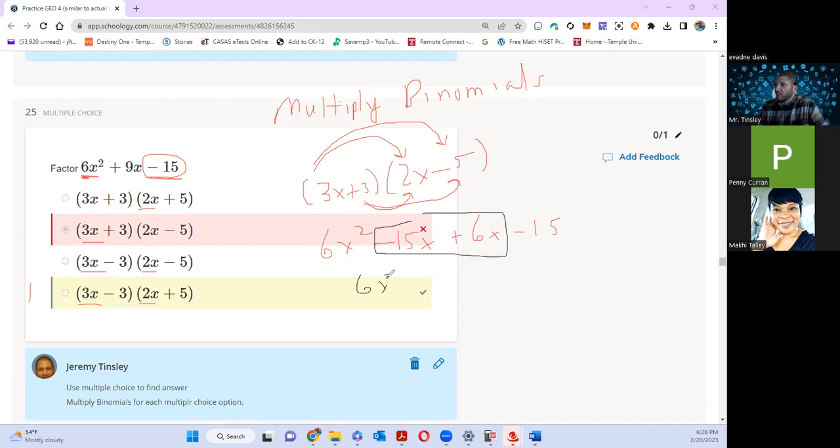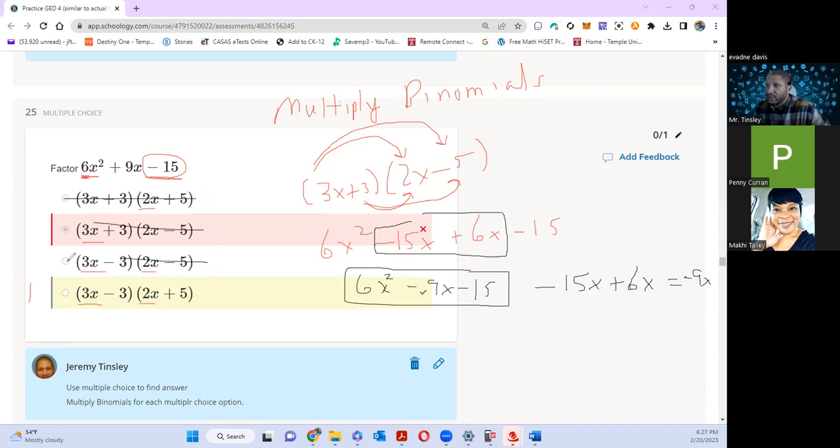We have like terms here. So we got 6x squared. What's minus 15x plus 6x? Negative 9x. So negative 9x minus 15. Well, we know that's not it, because our middle term is plus 9x. So we now know it's not B, not A, and not C. Our right answer must be D.